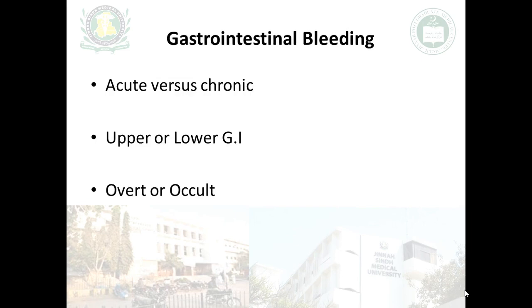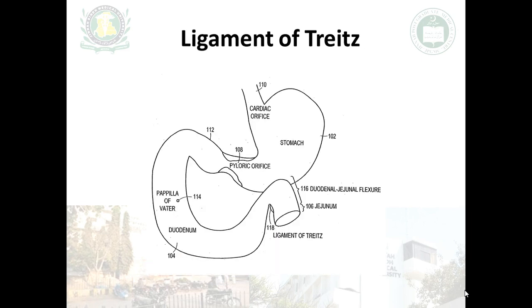So how do we differentiate whether this is an upper GI bleed or a lower GI bleed? Basically, we consider an anatomical landmark, which is the ligament of Treitz. What is the ligament of Treitz? You can see here, this is a diagram. This is the esophagus, this is the stomach. Then we have the duodenum: the first part of the duodenum, the second part, and the third part of the duodenum. This is the C-loop of the duodenum.